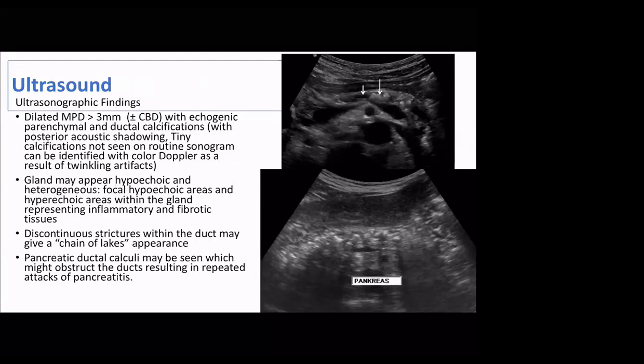ليش؟ لأنه focal hypoechoic areas and hyperechoic areas within the gland representing inflammatory and fibrotic tissues. Discontinuous structures within the duct may give a chain of lakes appearance, and the pancreatic ductal calculi may be seen, which might obstruct the ducts, resulting in repeated attacks of pancreatitis.